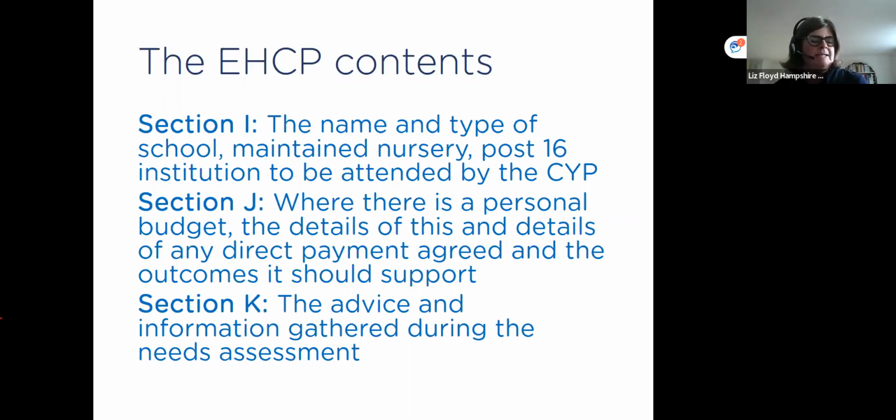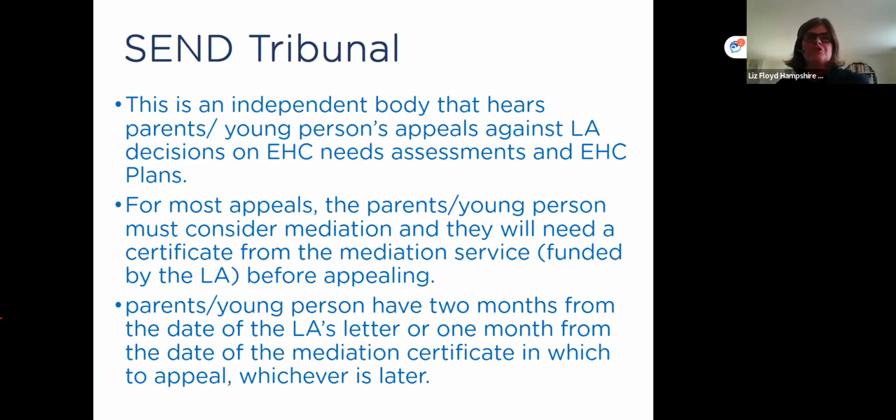So if there is a provision that is recommended in the EHC plan and nobody else seems to be able to source the right thing, and you've been able to source the right thing, you can ask the local authority to give you a personal budget, which is a breakdown of how they spend the money, and you can, off the back of that, request a direct payment. But that is a subject for another time, definitely. Section K, the advice and information gathered during the needs assessment. And we're nearly there.